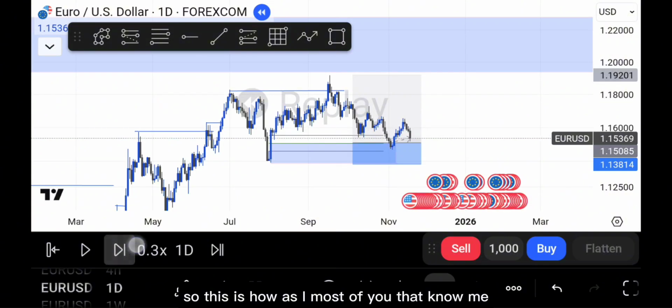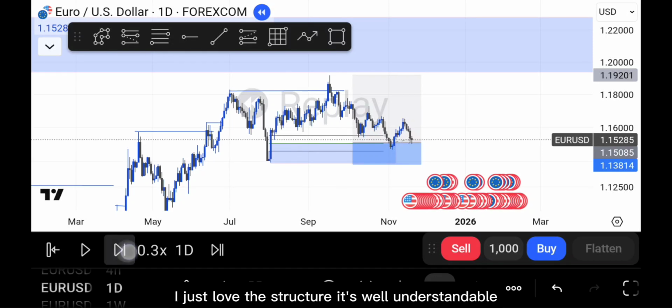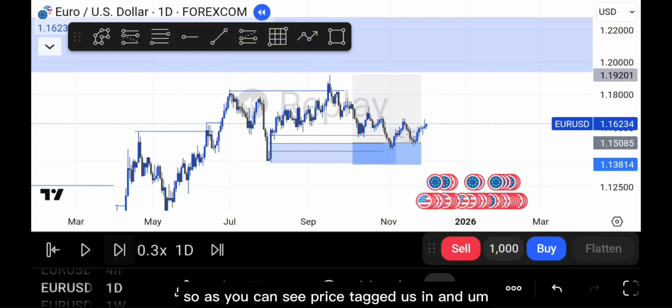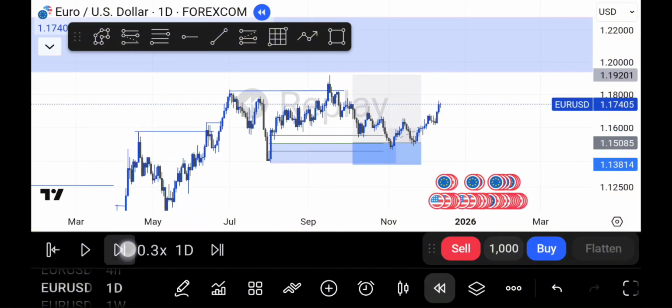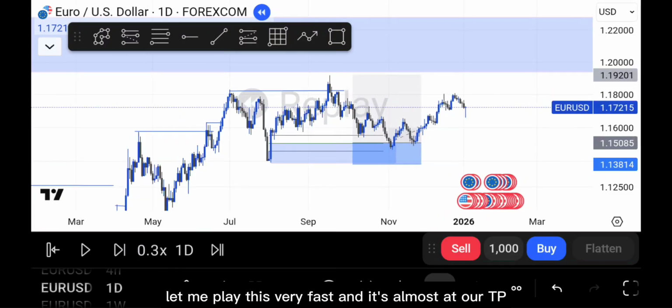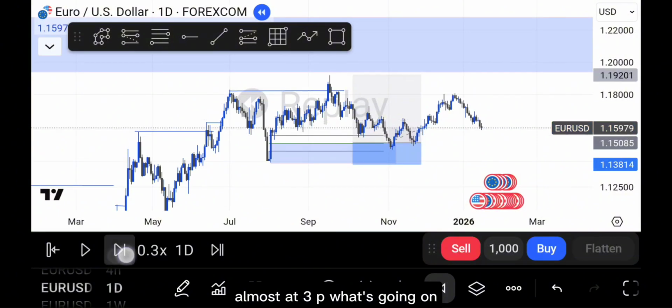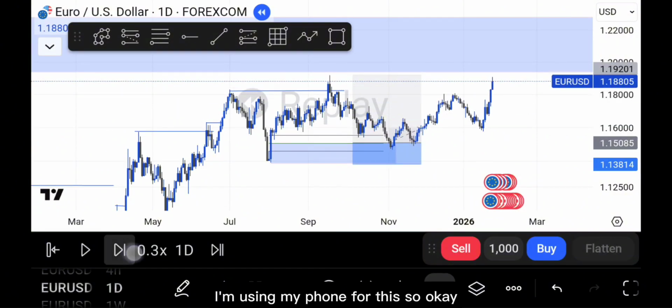As most of you that know me notice, I trade EURUSD very well. It's one of my favorite pairs. I just love the structure. It's well understandable. So as you can see, price tagged us in, and let me play this very fast. And it's almost at our TP. What's going on? I'm using my phone for this.